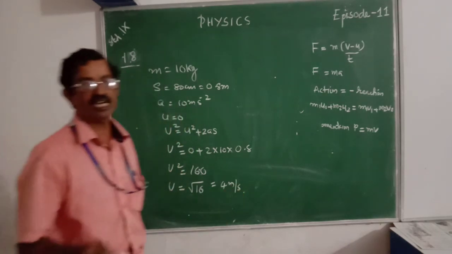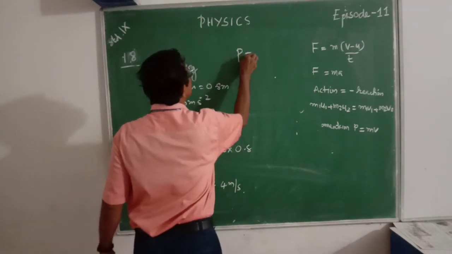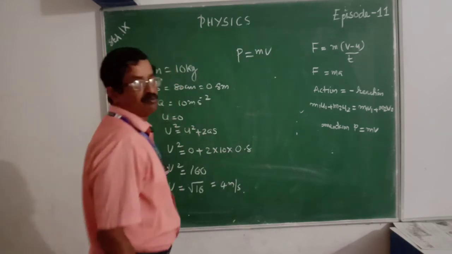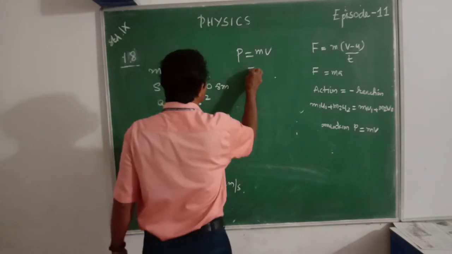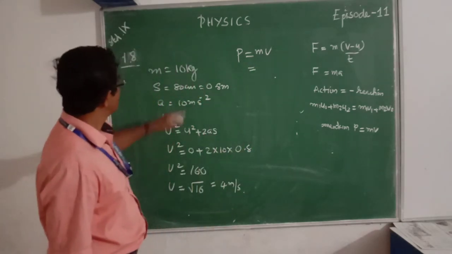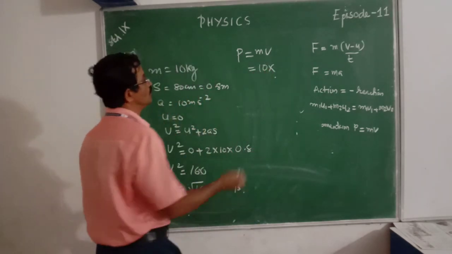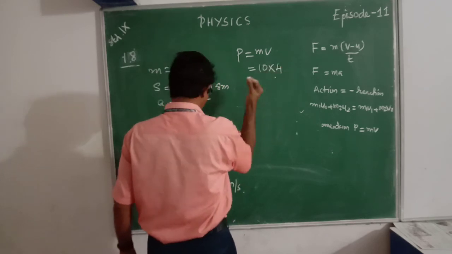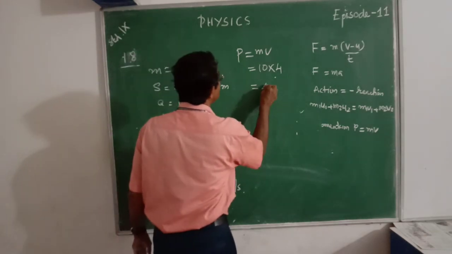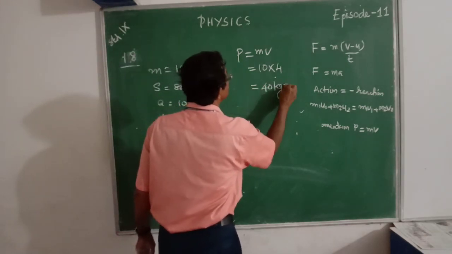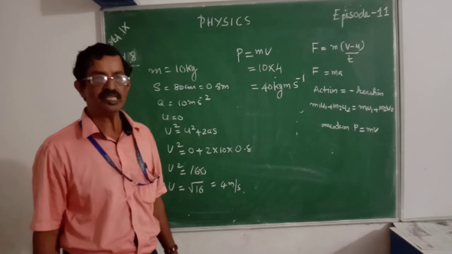So the momentum of the dumbbell when it hits the floor: we know momentum is equal to mass into velocity. So that is equal to m, which is 10, and v, which is 4. That is equal to 10 into 4. 10 into 4 is equal to 40 kilogram meter per second.